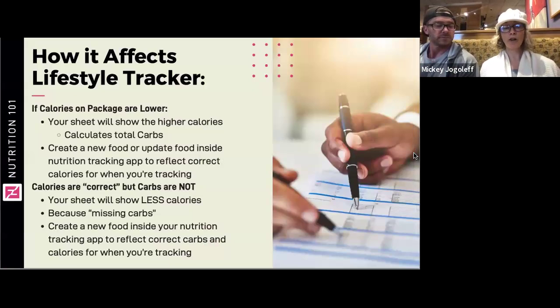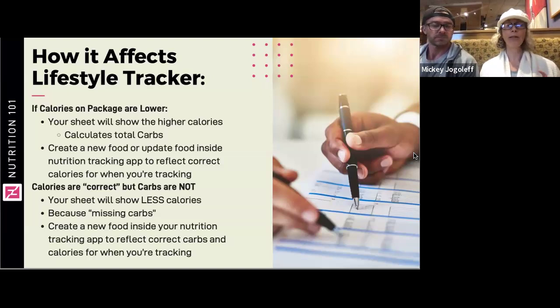How does it affect your lifestyle tracker when you're inputting this? Well, if the calories on the package are lower than what the macros are showing, then your sheet is going to show higher calories because it calculates the appropriate carbs that are on there. So what you can do is you can either create a new food or you can update the food inside of your nutrition tracking app to make sure that it's reflecting the correct amount of calories. The Lose It app that we've been loving is actually nice because it lets you just edit the nutritional label no matter the entry. So that makes it super easy.